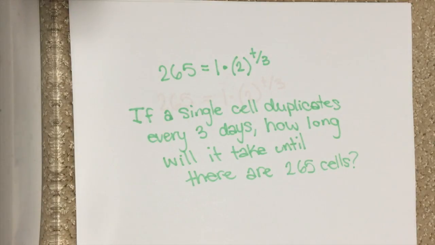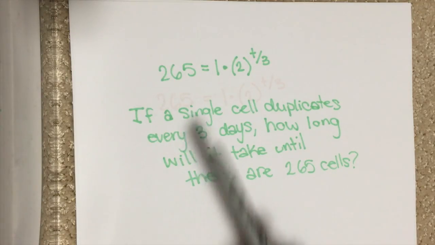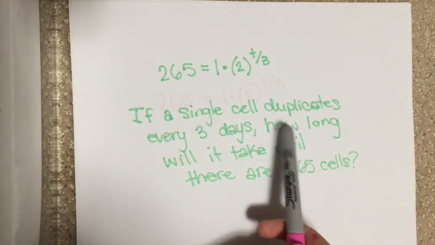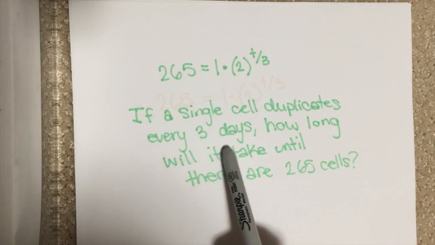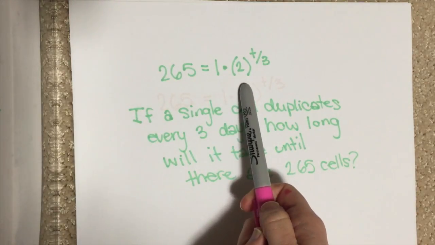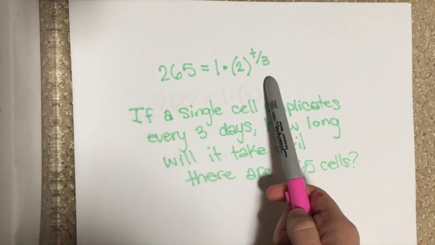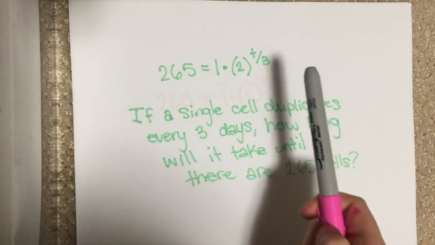Before we work on solving this equation, let's figure out which number represents each of the a, b, y, x, and t values. By looking at the equation, we can tell that our initial value is one single cell, which is represented here in the a value. As we continue reading the question, it tells us that the single cell duplicates every 3 days. The duplication is seen in the b value, represented by a 2. The every 3 days is represented in the time in which it takes for the duplication, the x value.